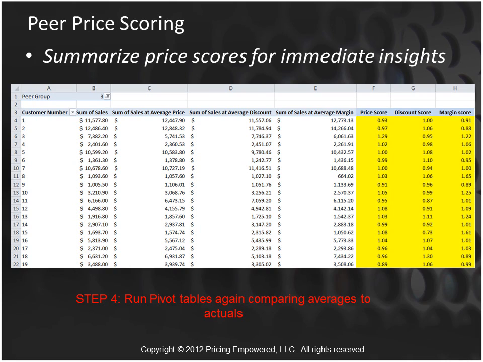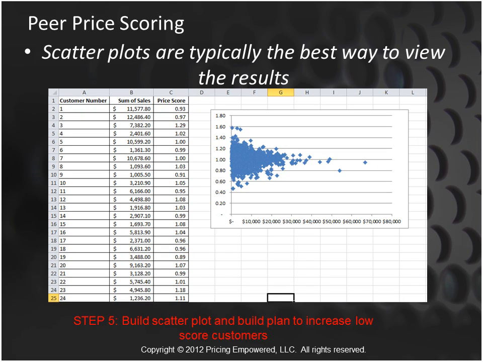In this view, we summarize each customer's sales and then the sales that they would have had if they paid average prices. Depending on the decision criteria used before, you may be most interested in the price score, the discount score, or the margin score. Finally, you can copy and paste the customer number, the customer sales, and the score of interest to a new tab in Excel. This will allow you to chart the values on a scatter plot for immediate insights. All of this is automated in this week's template.